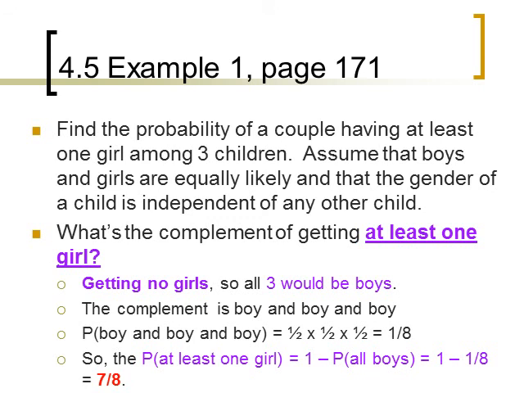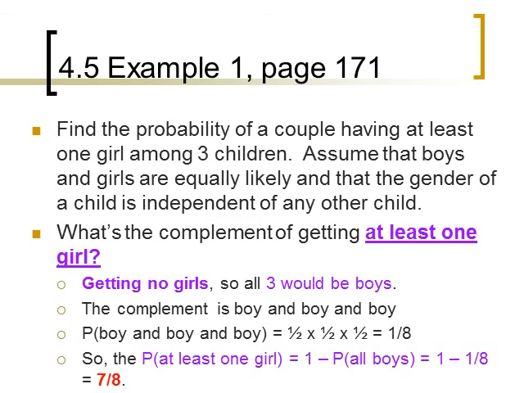And since gender is equally likely, the probability of having a boy in each birth is 1/2. So we get the probability of a boy and a boy and a boy is equal to 1/2 times 1/2 times 1/2. And that equals 1/8. But remember, with these, you have to always look back at what you were originally solving for. We were originally finding the probability that they have at least one girl, not 3 boys. So what we have to do at the very end is subtract our answer from 1.